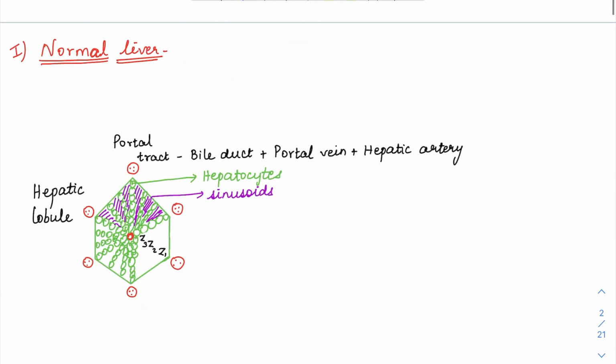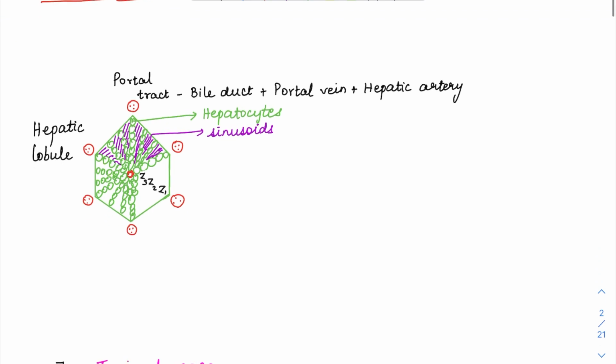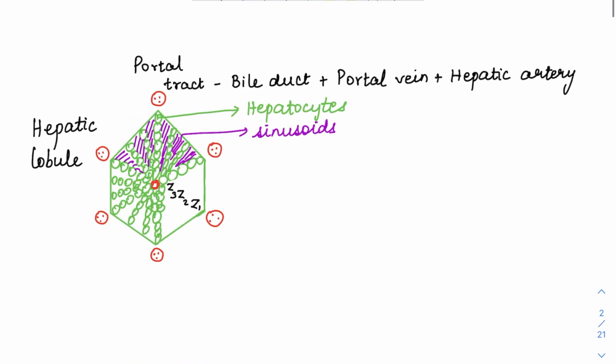So let's start with the normal structure of the liver. The functional unit of the liver is called a hepatic lobule. This hepatic lobule is hexagonal in shape, as represented here. In the center, you are going to have a central vein, and at the corners of each of this hexagon, we are going to have a portal tract. The portal tract is the one in which we have the bile duct, portal vein and hepatic artery.